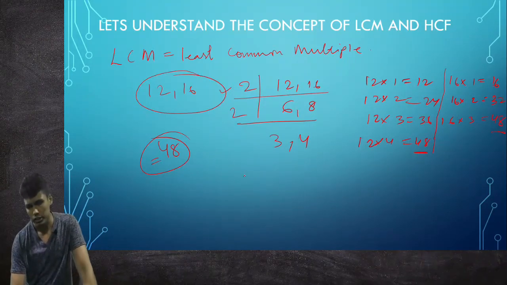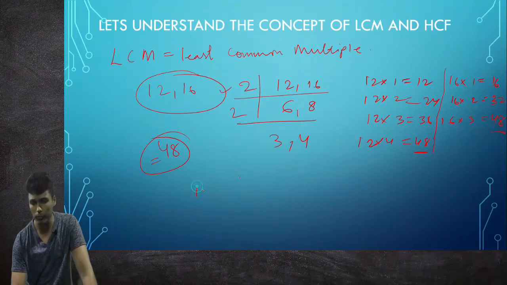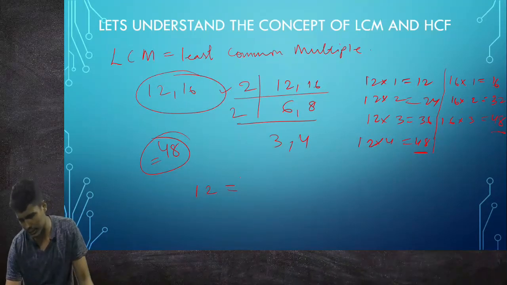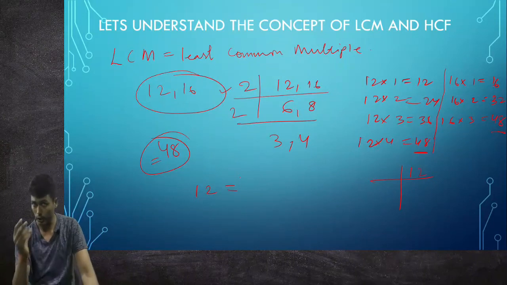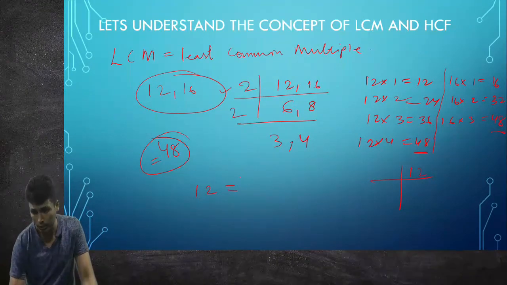Take the same two numbers, 12 and 16. Now we are going to divide 12 and 16 by a smaller number. So the factors of 12 you are going to find by canonical decomposition. If you know the canonical decomposition, it will be like this. You can find canonical decomposition in exercise 1.2, question number 1. You can do it this way.